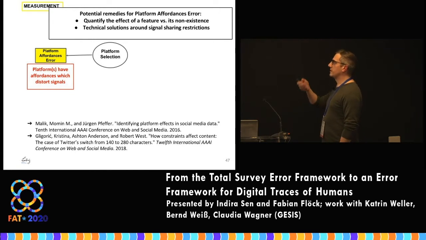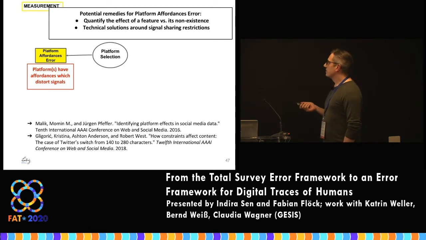And then, of course, people do technical solutions, like engineering around the sharing problems, where a platform would not share everything. For Twitter, you probably have also heard of things like unofficial APIs or something like this. So that's another way of going around the affordances of sharing, basically. The affordances of recording, you cannot go around because, I mean, they're just not recorded. Okay.